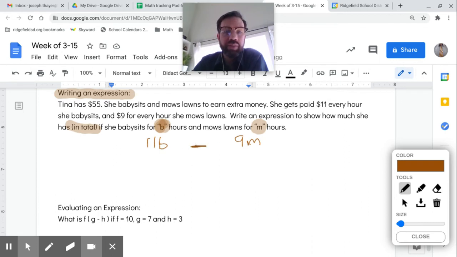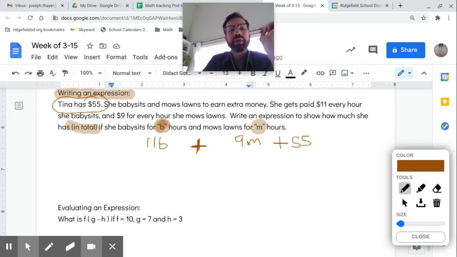So some kids are going to be tempted to write 11B plus 9M and say that they're done. But this is not true. Remember, she already has $55. So we need the $55 as well. The cool thing is that order doesn't matter. You can write this in any order. You can write 55 plus 11B plus 9M. You could write 9M plus 11B plus 55. It doesn't matter.